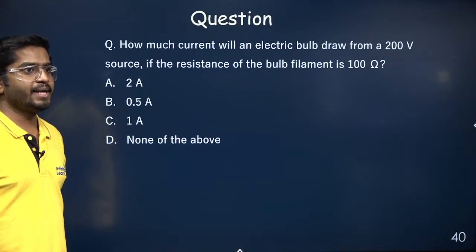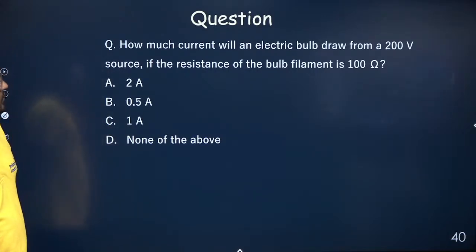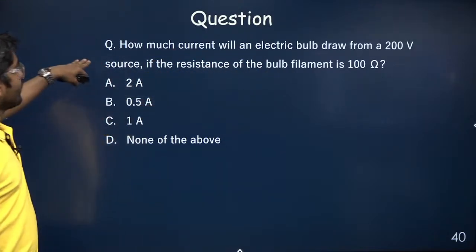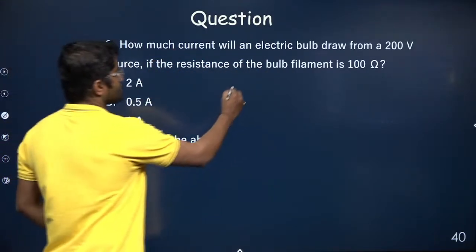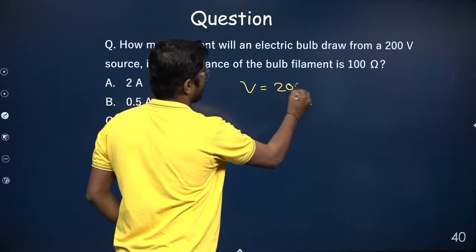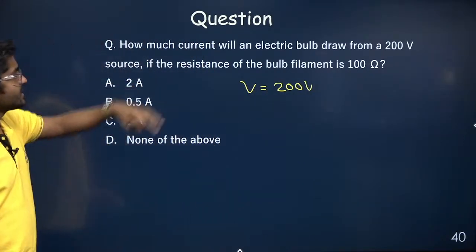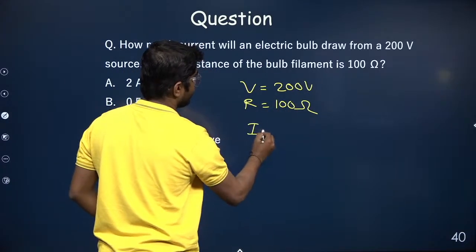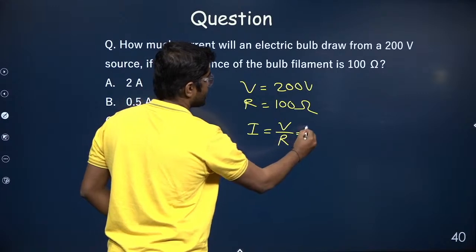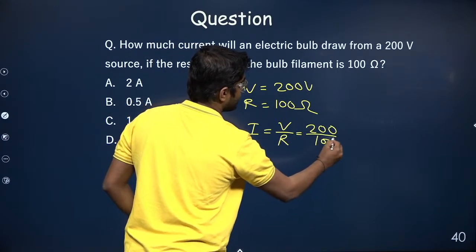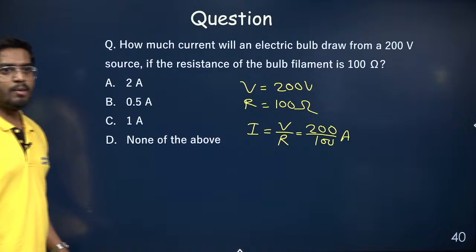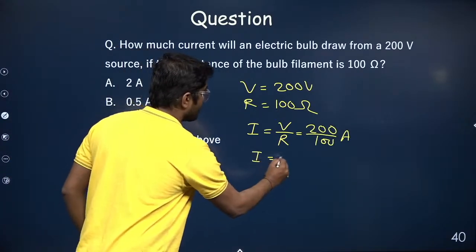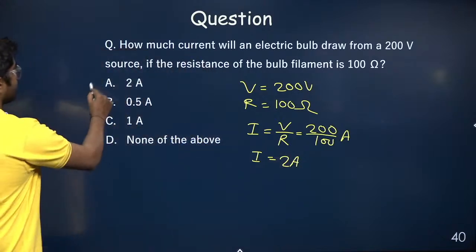Now solve this question. How much current will an electric bulb draw from a 200 volt source if the resistance value is 100? So potential is 200 volt and the resistance is 100 ohms. R is 100 ohms. Correct. So current would be V divided by R, which is 200 divided by 100, these many amperes. So how much is the current value? Current will be 2 ampere. Correct?